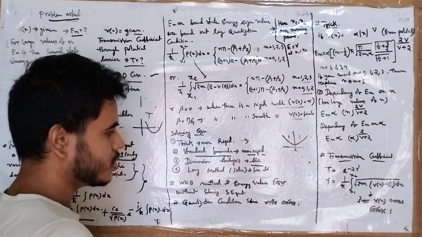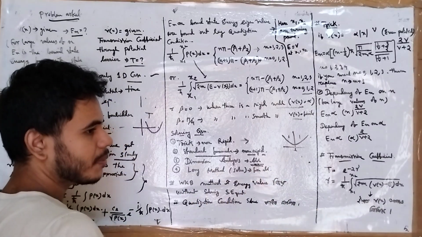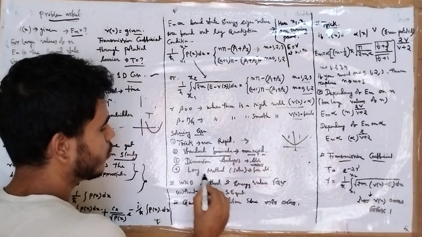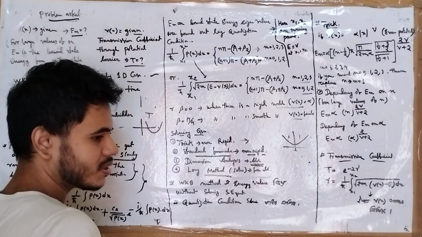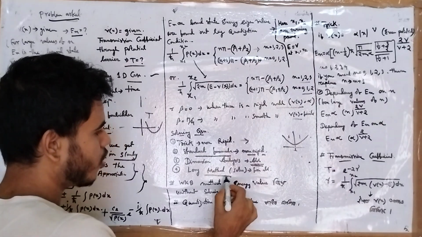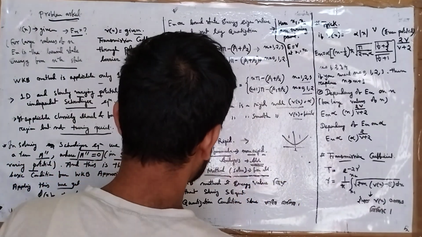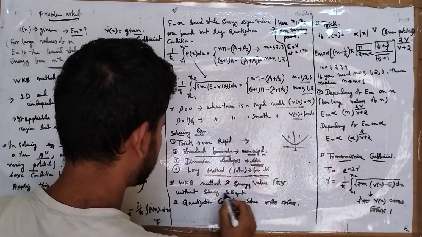We have to approach this way also, so dimensional analysis is important, and we can apply it for all cases. And the long method, by just solving all this and going through so much stuff, at the end we get this result, and this long method is applicable for all cases. Next, the WKB method gives an energy value without solving the Schrödinger equation.